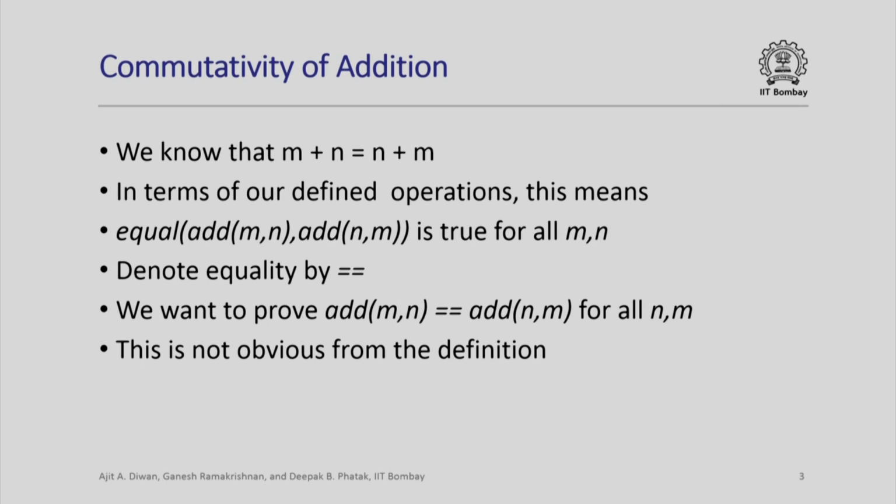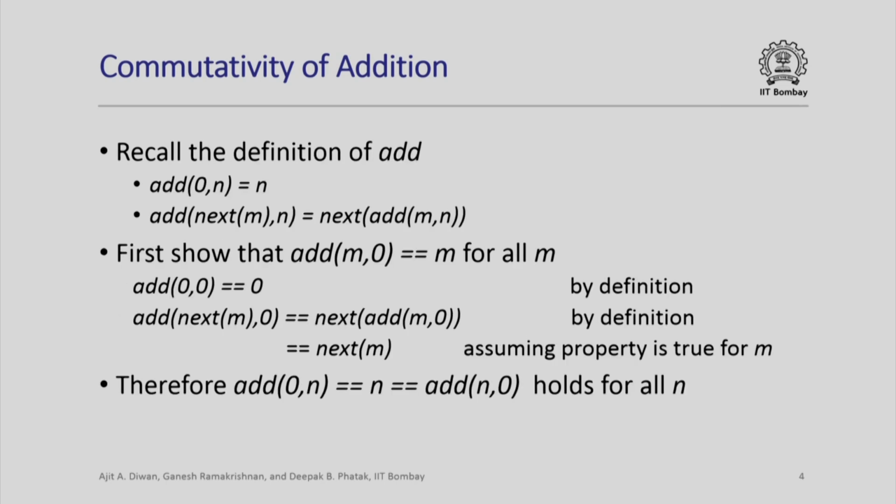This is not obvious from the definition, because if you see the definition, it is not symmetric in m and n. We have defined add 0 of n is equal to n, and add of next m comma n as next of add of m comma n. So, this is not the same. If I replace m by n, this does not give me the same definition, it gives a different thing. So, just by looking at this, it is not obvious that add of m n is equal to add of n m, but let us try to prove it.